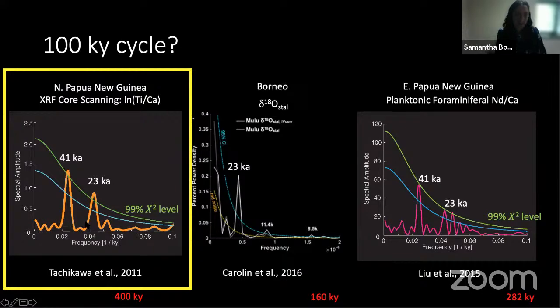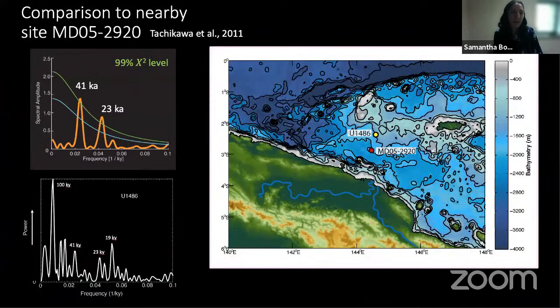And so I think there is a good explanation. I'll just walk you through that pretty quickly. So this is our site here, 1486, the MDO 52920. This is the record from Tachikawa et al. for this power spectra you see here.